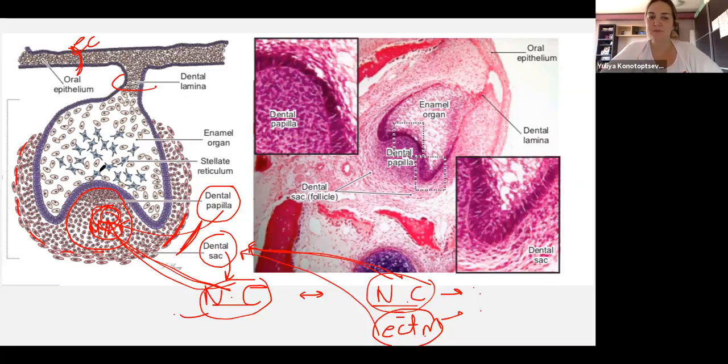Now, this cup stage starts to have 2 types of epithelium. So that tissue that has protruded backwards, this one, starts to be called inner enamel epithelium. So this tissue, which is protruding backwards above the dental papilla, is known as the inner enamel epithelium. Sometimes in dentistry they call it inner dental epithelium. It's the same thing, okay? So inner enamel or inner dental epithelium.